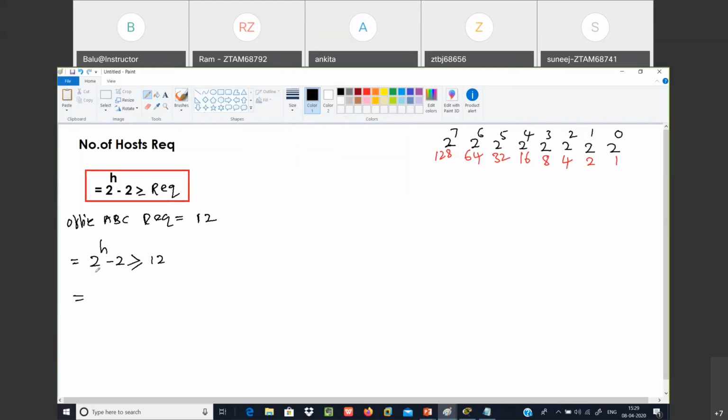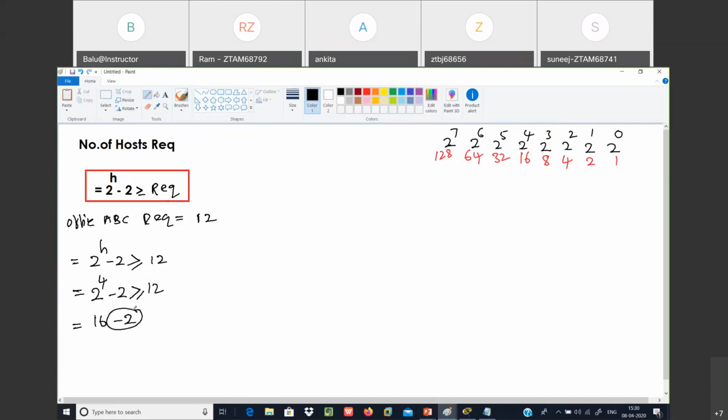So what h value will be satisfied here? Requirement is 12. Will 2 power 3 be satisfied? No, 8 minus 2 is 6, but I require 12, right? So you can go for 2 power 4. 2 power 4 minus 2 gives 14, which satisfies 12. 2 power 4 is 16, minus 2. Why minus 2 here?